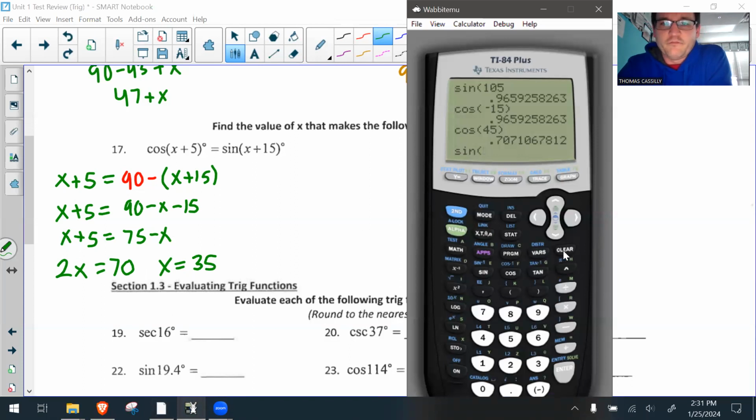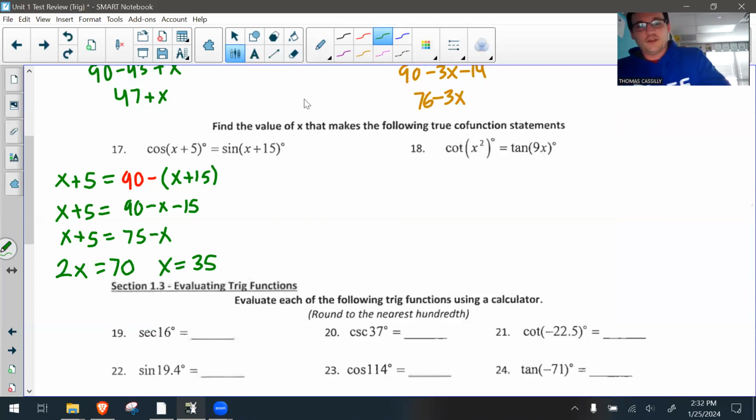Let's try that again. All right. Cosine of x plus 5. That gives me the cosine of 40. Right. 5 plus 35 is 40. Some decimal. Right. Let's do it with the sine now. The sine of 35 plus 15 gives me the sine of 50. It's the same decimal. All right. There we go. That was almost bad.